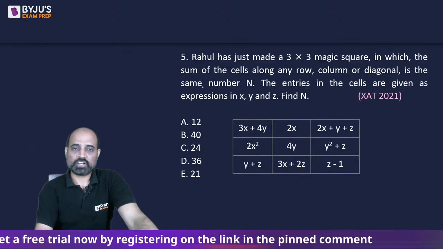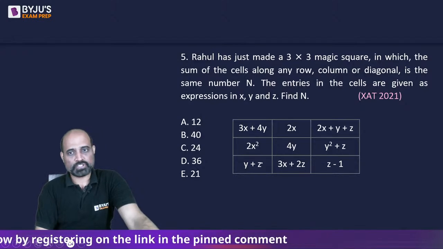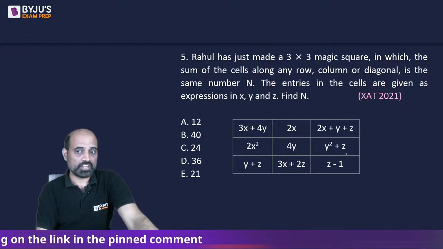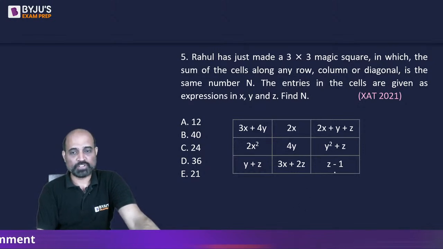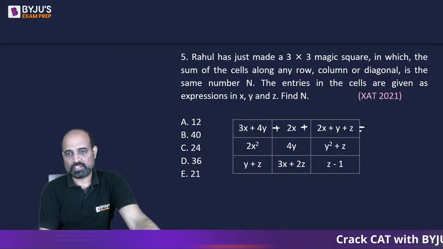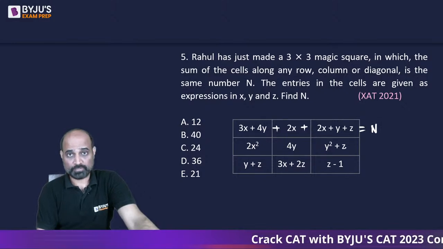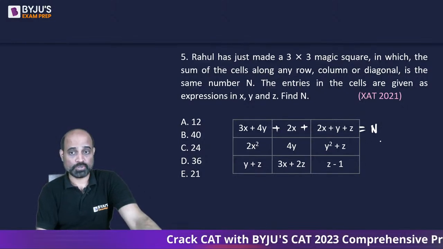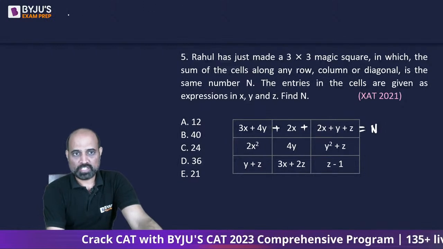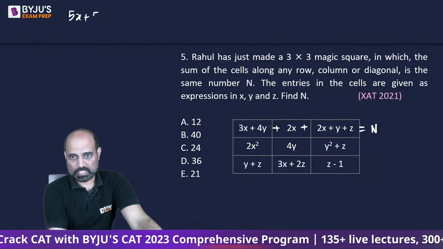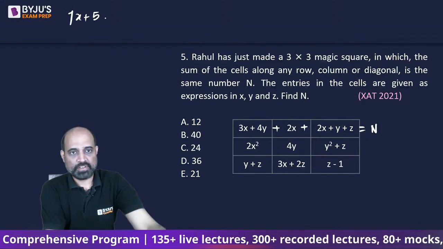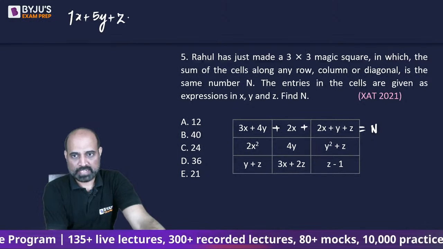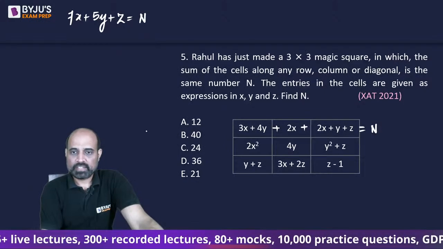Right? Okay, next one. Rahul has just made a 3x3 magic square in which the sum of the cells along any row, column or diagonal is the same number n. The entries of the cells are given in this format. We need to find the value of n. So we can say that the sum of all the terms from all the expressions in the first row is equal to n. So if I add all of this, I will be getting 7x plus 5y plus z is equal to n, right?